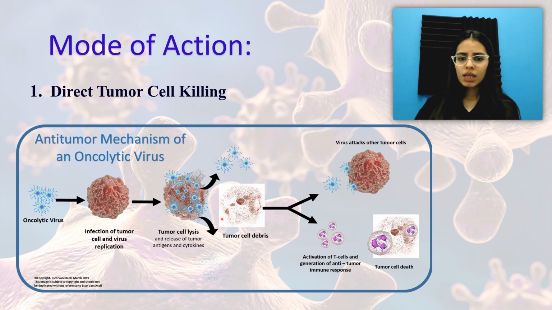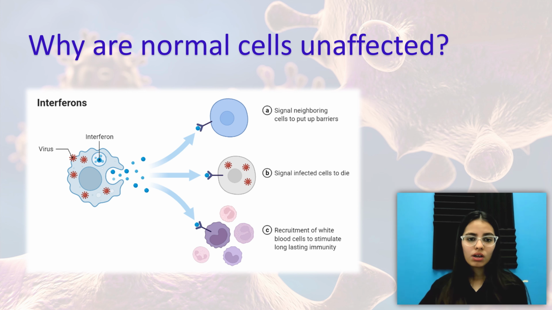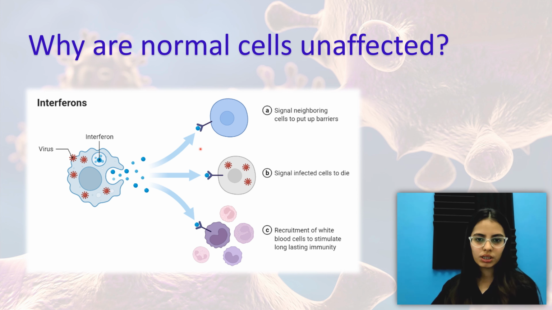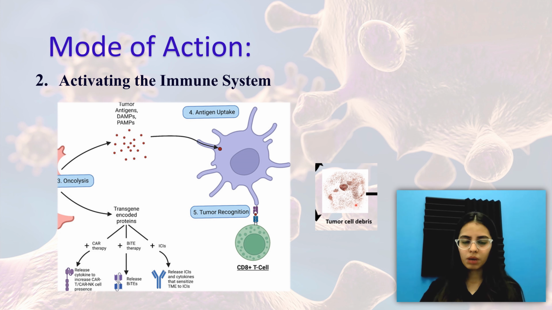Before we talk about what this tumor cell debris consists of, you might ask why normal cells are not affected. The answer lies in interferons. They are proteins released by a normal cell when it is infected by a virus. They interfere with the ability of the virus to infect normal cells. So they go on to the other neighboring cells and tell them to put up their barriers. The next thing they do is to signal the infected cells to die, and they recruit white blood cells to stimulate long-lasting immunity.